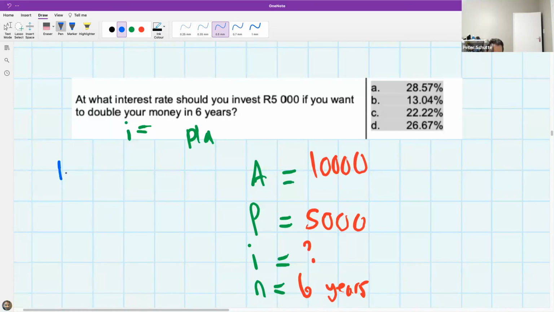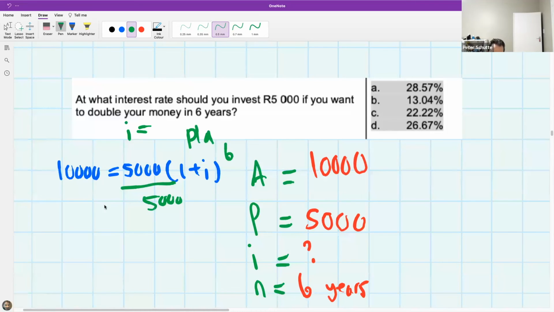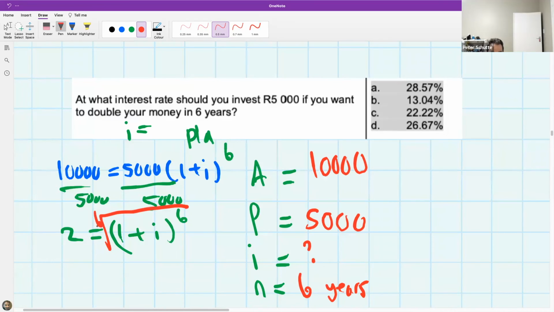And now if I put this into the formula, I get that, but I know that this is actually 6. And then if I move the 5,000 across, if I divide both sides by 5,000, I'm going to get 2 is 1 plus i to the power of 6. And we covered this earlier in the lesson. How do we get rid of that? Well, we have to take the 6th root of this.